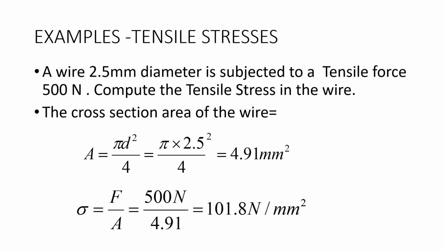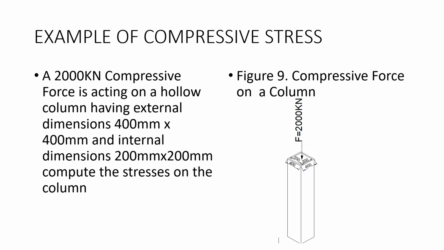Examples, I have some examples. For example, a wire, 2.5 millimeters in diameter, is subject to a tensile force of 500 Newton. Compute the tensile stress in the wire. The cross-section area of the wire, A, is equal to pi d squared over 4. You have that area, 4.91 millimeters squared. And then we've got stress is equal to force over area is equal to 500 Newton over 4.91 millimeters squared. So you get 101.8 Newton per millimeter squared.